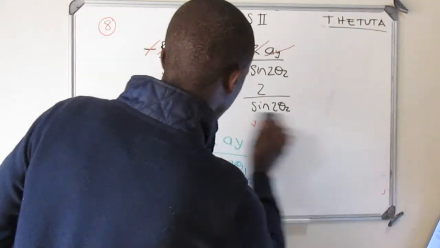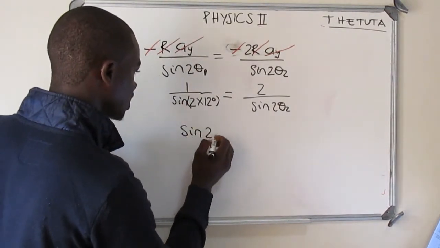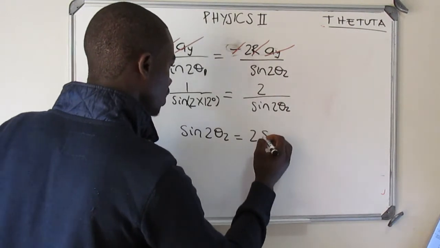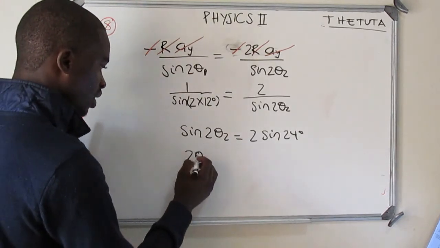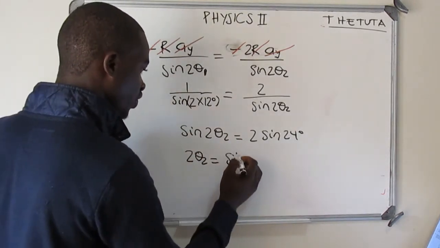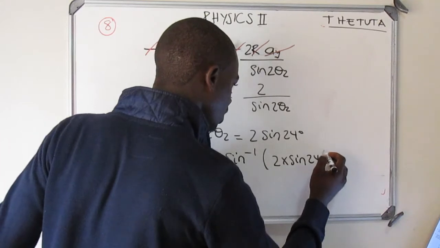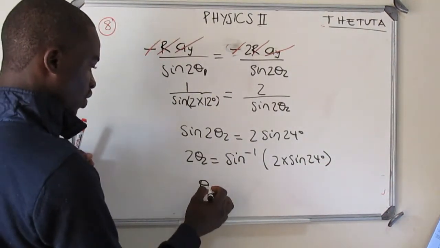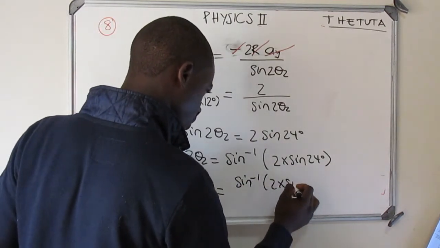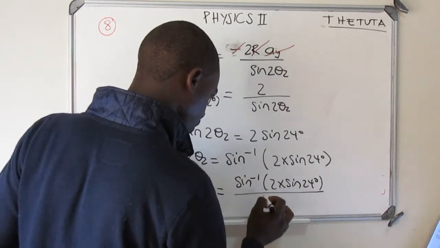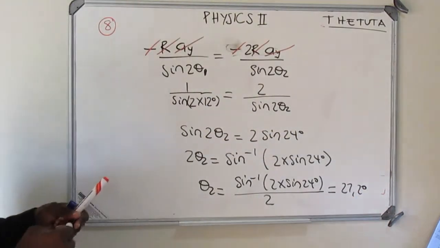So once you make that, now if you apply mathematics, sine of 2 times the second angle is going to be equal to 2 sine of 24 degrees. Okay? And then you come here, you say 2 times the second angle is going to be given by sine inverse of 2 times sine of 24 degrees, and therefore our angle 2 is going to be all of that divided by 2. And then you're going to get the angle, which is 27.20. So this is how we calculate this, okay?